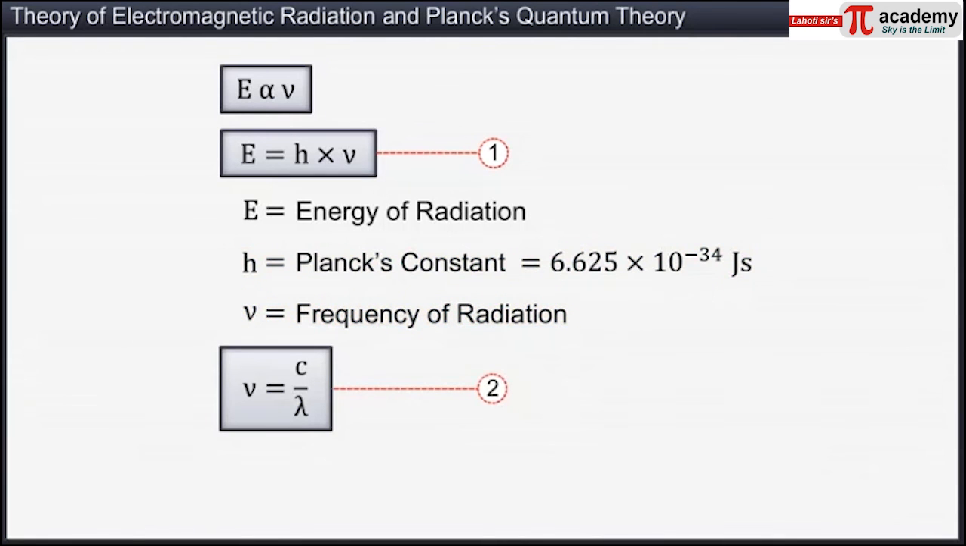To write this equation in terms of velocity and wavelength, substitute the equation 2 that nu is equal to c divided by lambda in the above equation. Hence, the resultant equation is E is equal to h multiplied by c divided by lambda.